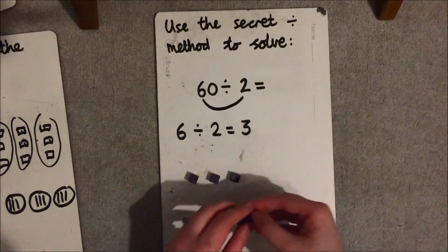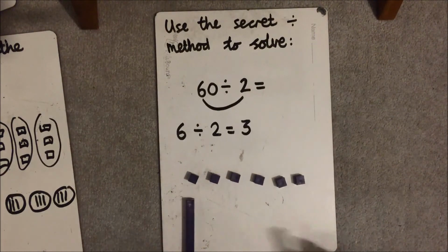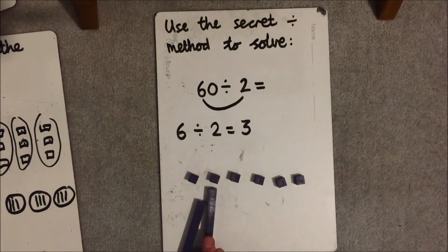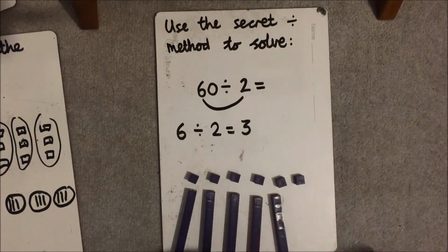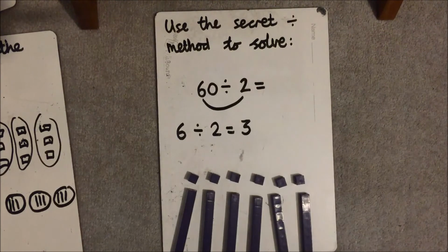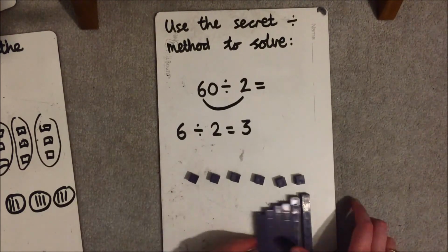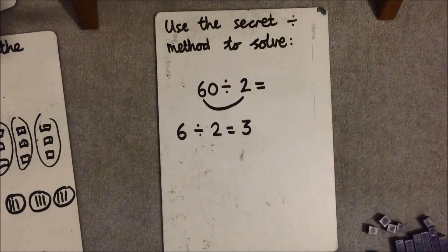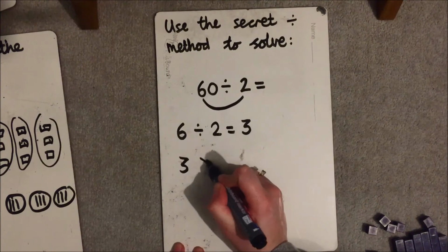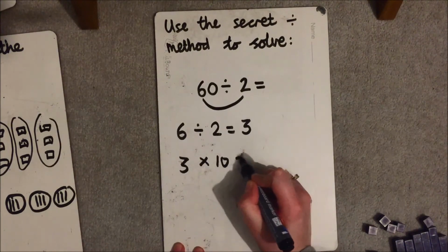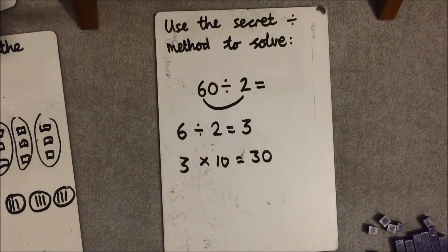1, 2, 3, 4, 5, 6. And if I turn that into tens, it would turn into 10, 20, 30, 40, 50, 60. That means I need to times my answer by 10. Otherwise, I'm just doing 6 ones divided by 2. Ready? So I take my answer from here and then make it 10 times bigger, which is 30. Good job if you got that.